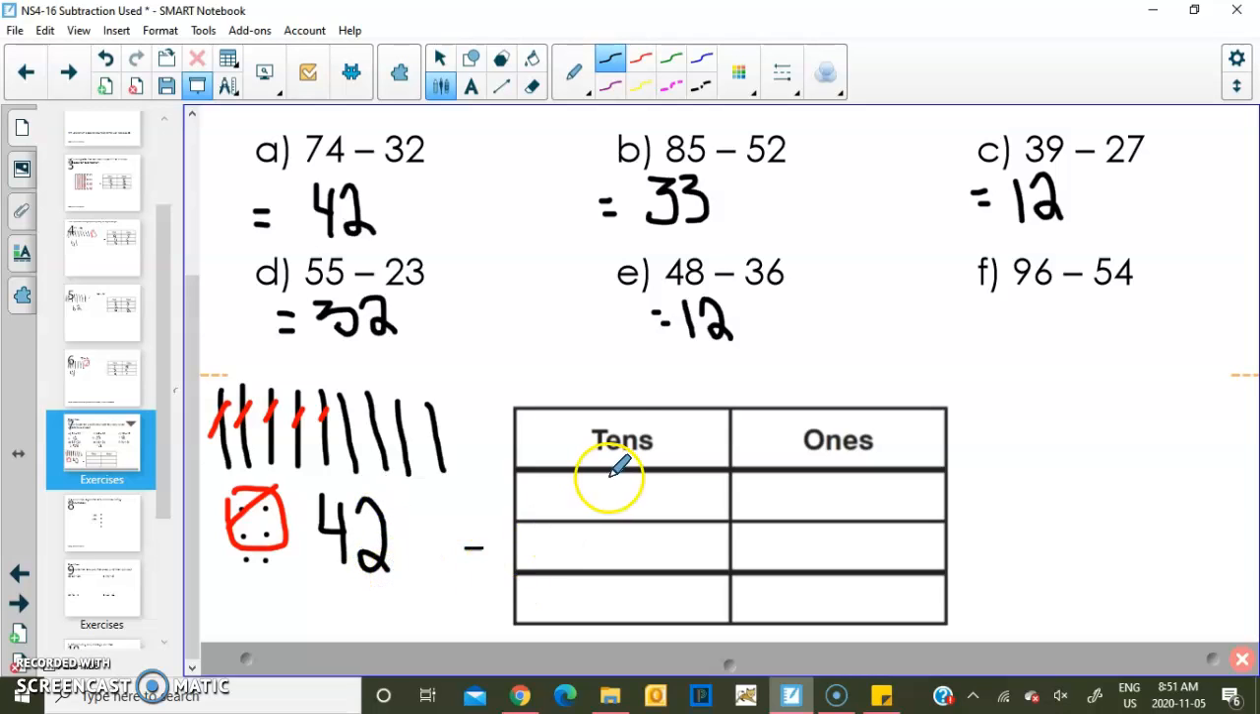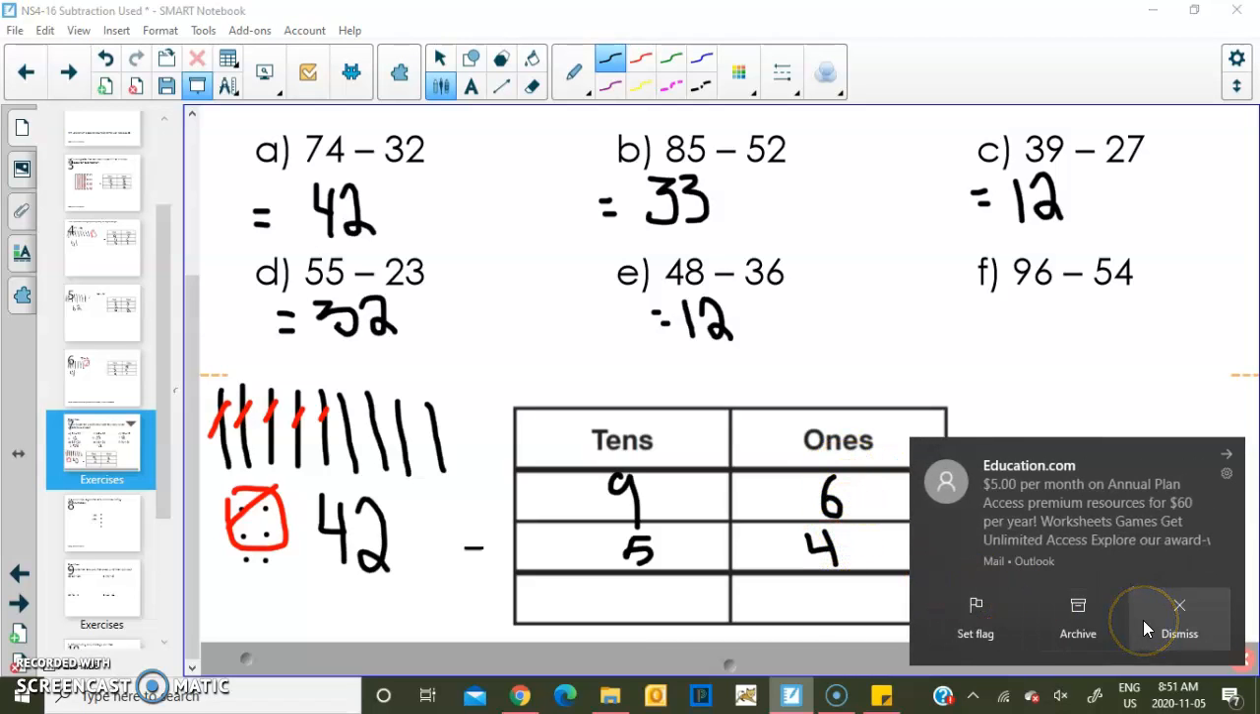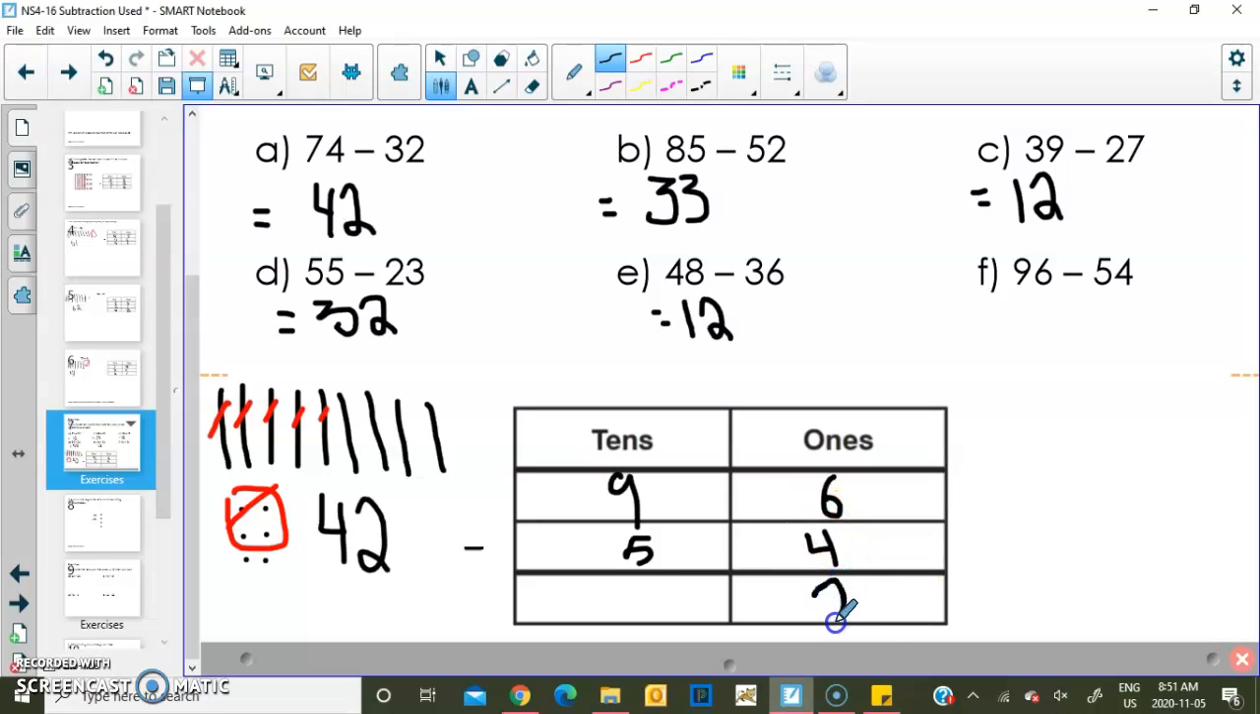Very, very good. Okay, let's put that into the tens and ones chart. So we have 96 minus 54. 6 ones minus 4 ones equals 2 ones. Very good. 9 tens minus 5 tens equals 4. Good. So for 96 subtract 54, you should have gotten the answer 42. Very good, grade 4s.